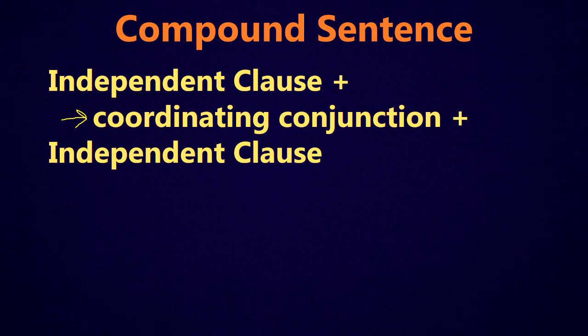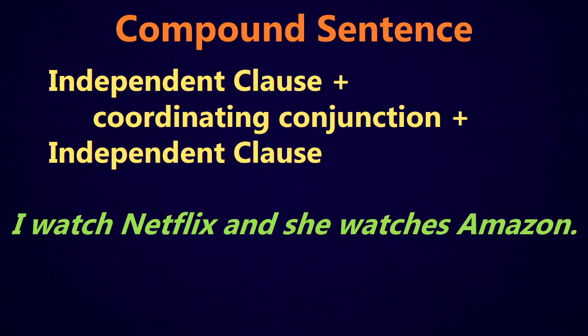Coordinating means that it's taking two equal things and putting them together. Because these are both independent, it is coordinating. So for example, I watch Netflix and she watches Amazon. So I've taken my sentence, my clause, I watch Netflix, and I've taken another sentence, she watches Amazon. So we have our subject and verb phrase and subject and verb phrase.